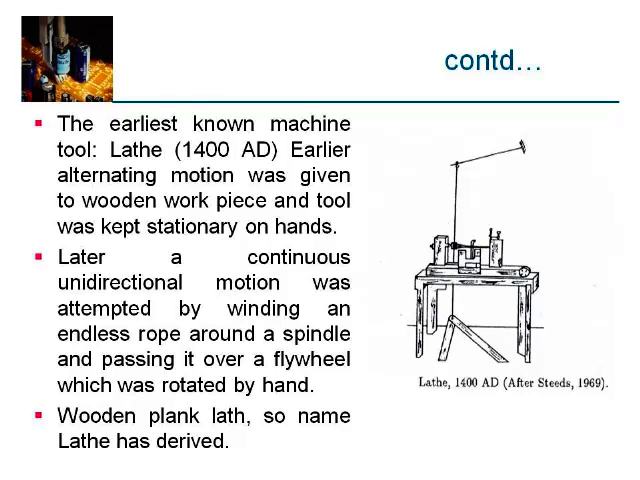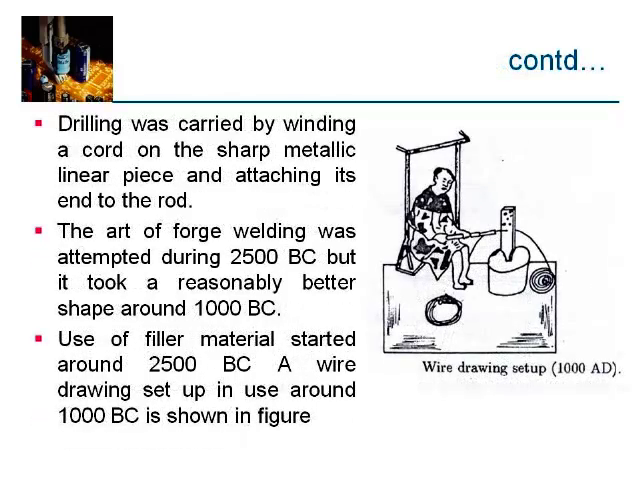Earlier, alternating motion was given to the wooden workpiece and the tool was kept stationary in the hands. Later, a continuous unidirectional motion was attempted by winding an endless rope around a spindle and passing it over a flywheel which was rotated by hand. The wooden plank lathe, so named lathe, was derived. Drilling was carried out by winding a cord on a sharp metallic linear piece and attaching its end to a rod.